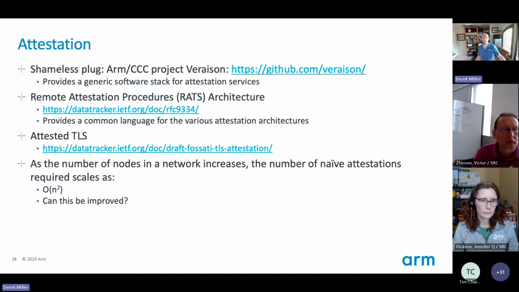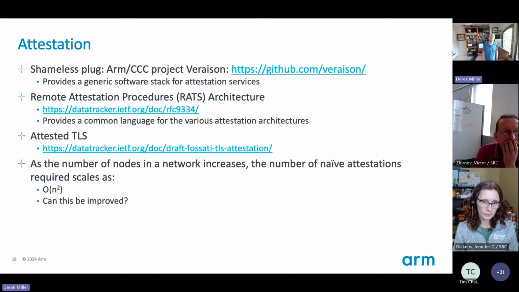And now this is where I do a shameless plug for an ARM and Confidential Compute Consortium project called Veraison, who I also work closely with this team. They provide a generic software stack for attestation services. This allows you to write your own attestation service, which then interfaces with the native platform attestation services. And you can also provision trusted measurements and things of that nature, so you can offload establishment of your norms or what your hashes are.